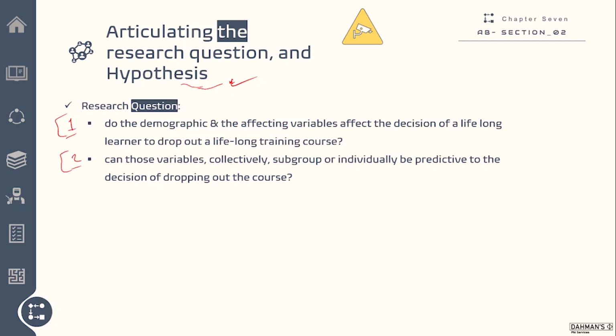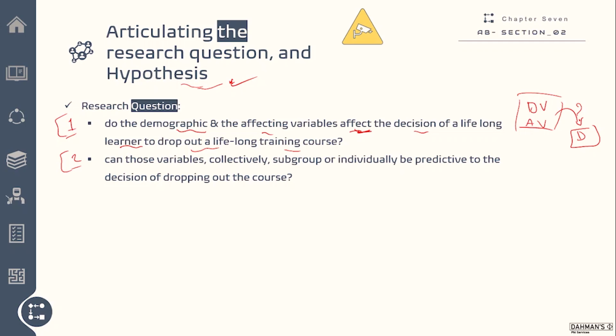The first one, we ask the question, do the demographic and the affecting variables, which we have discussed in the previous outline when we built up these variables, do these two have an effect on the decision of a lifelong trainee or learner to drop out of the training course? This is what we actually want to investigate. Does this relation exist or not? This is our first research question, and we want to see whether this correlation exists or not.